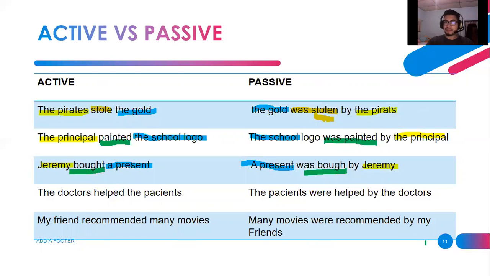And with that, we will finish the explanation of this topic. I hope this video is helpful for you to understand the difference on how to use this structure.